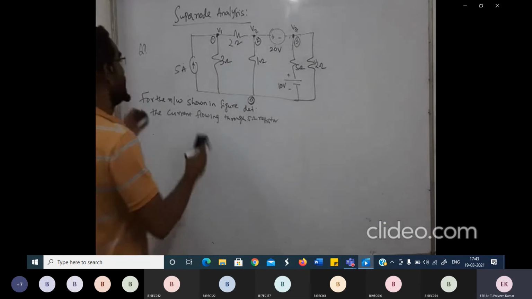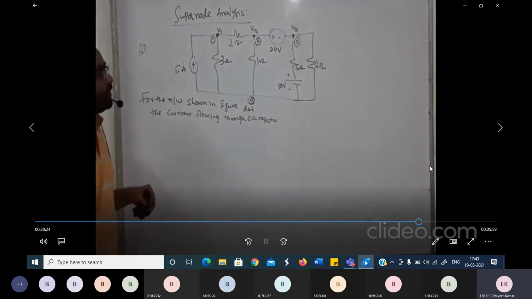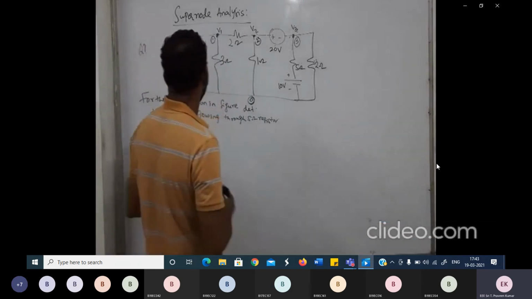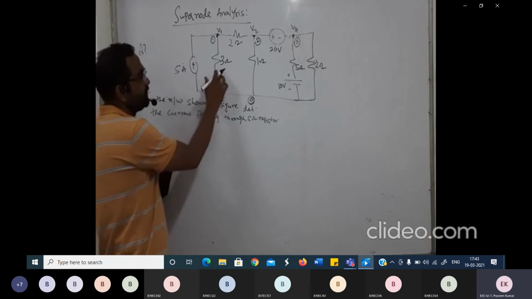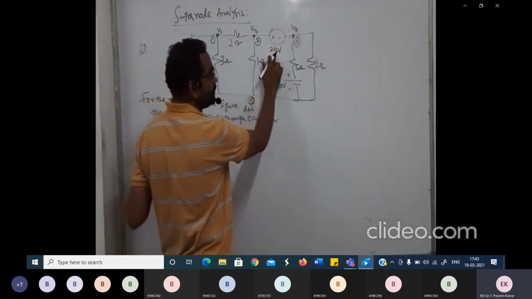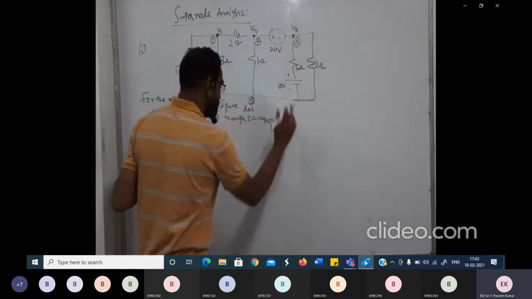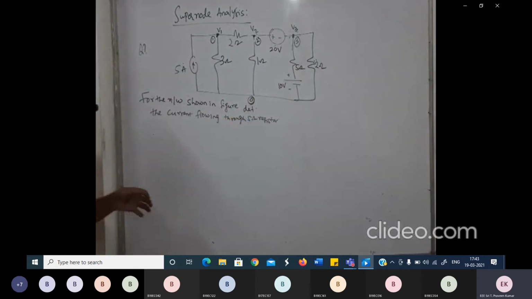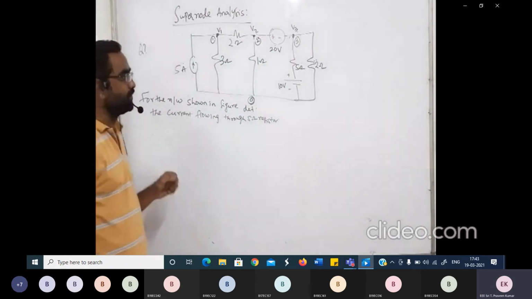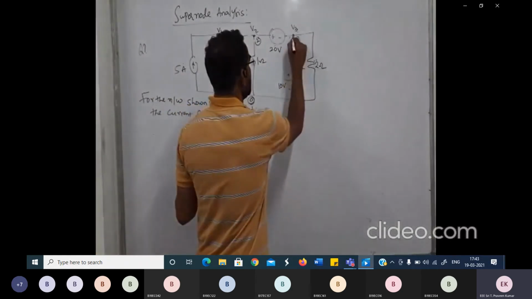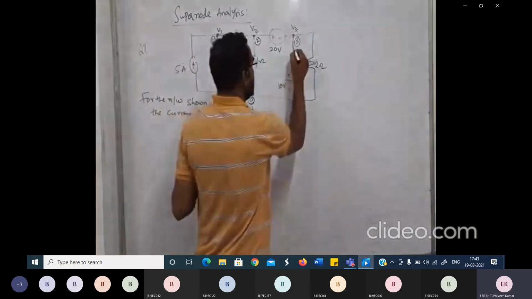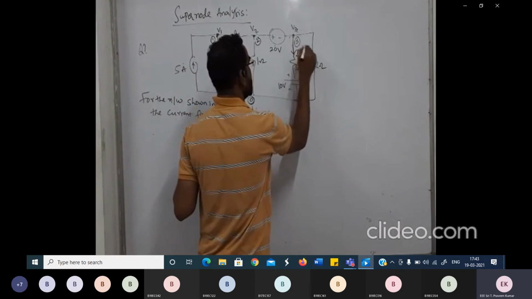So students, now let us take a problem on supernode analysis. We will see one problem. This is the circuit diagram shown. You have a 5 ampere current source, a 3 ohm resistor here, 2 ohm resistor here, 1 ohm resistor here, 20 volts ideal voltage source, 5 ohm, 2 ohm, and this is 10 ohms. The question asked is, for the network shown in figure, determine the current flowing through the 5 ohm resistor. This current is asked. Let this current be I5 ohm.